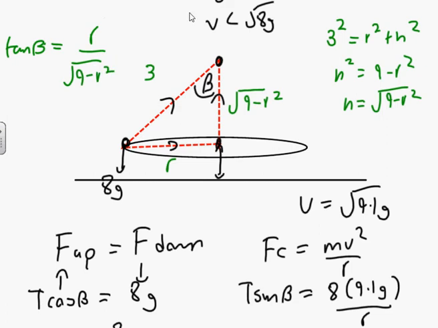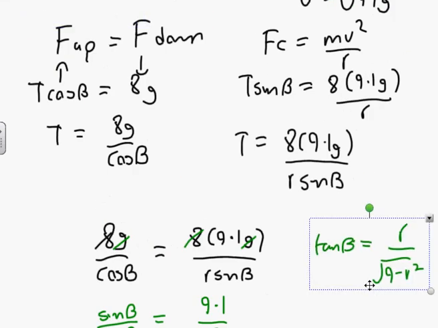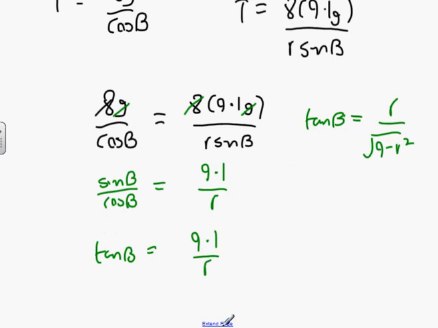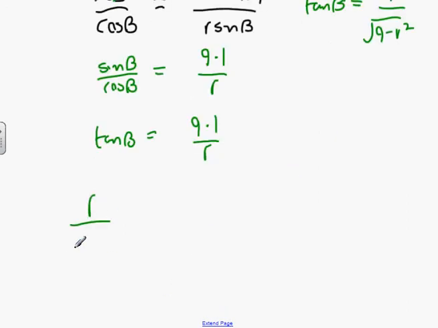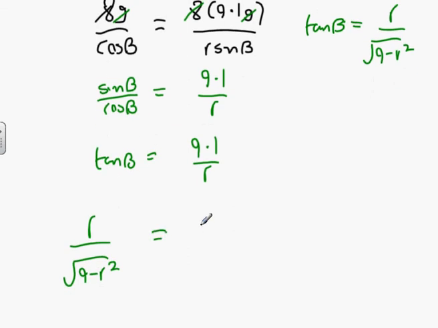And let me show you where I'm going to use this. So this is a tough question. Bring it down. And sine B over cos B, anybody? Tan B equals 9.1 over r. I have two equations for tan B now. So r over the square root of 9 minus r squared equals 9.1 all over r, isn't it?